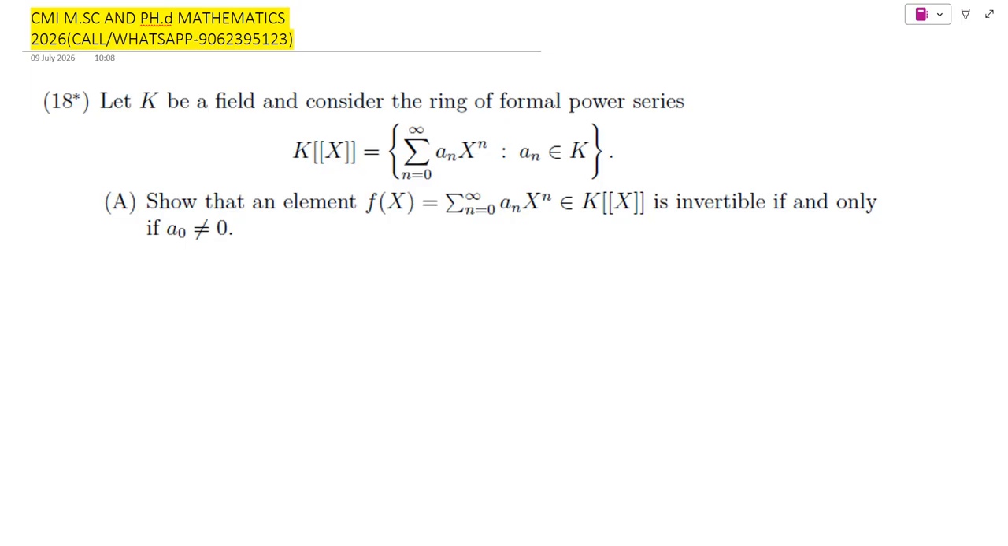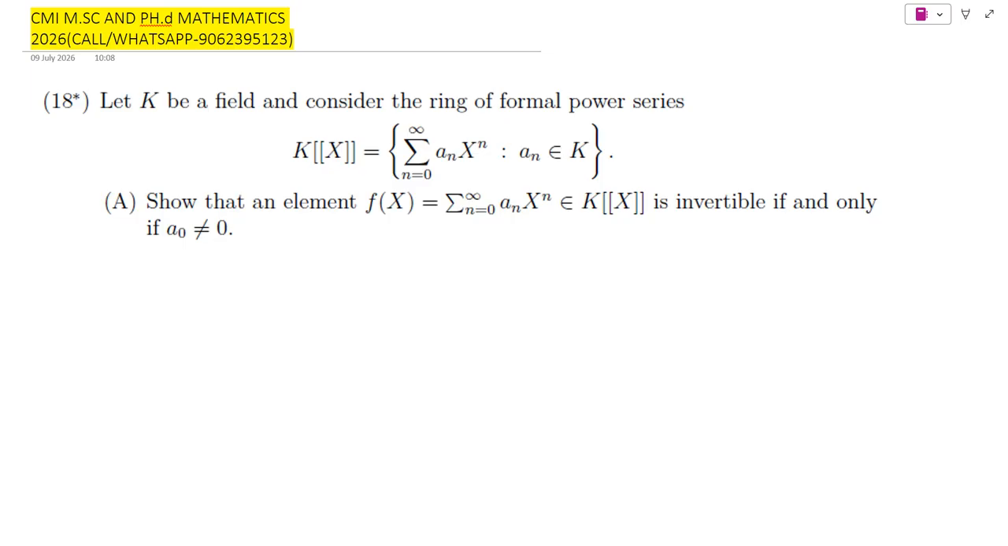The CMI entrance examination is famous for testing mathematical maturity rather than routine calculations. The problems are proof oriented and require a deep understanding of abstract algebra, linear algebra, and analysis. Today's problem is from ring theory, specifically the ring of formal power series. Although the notation looks similar to infinite series in calculus, the concept is completely different. Here we are working algebraically, not analytically.